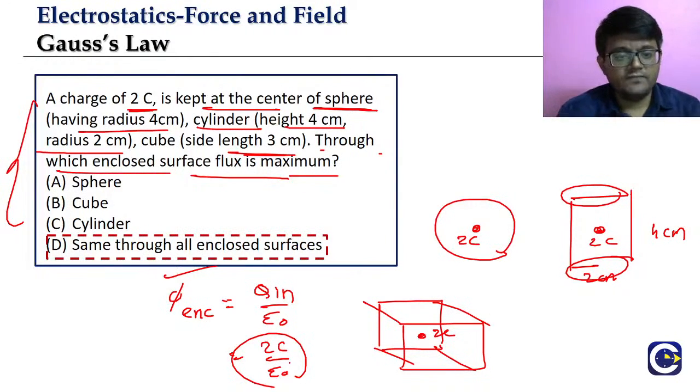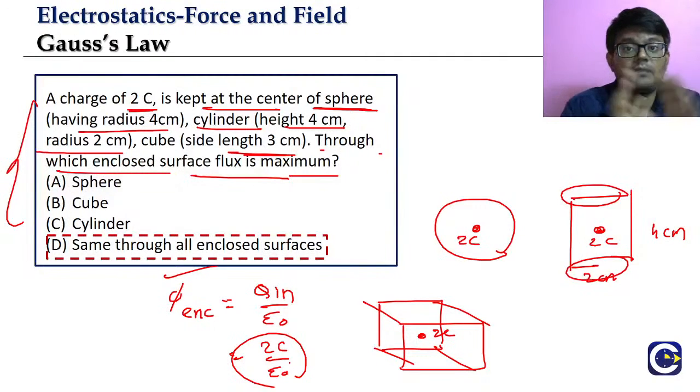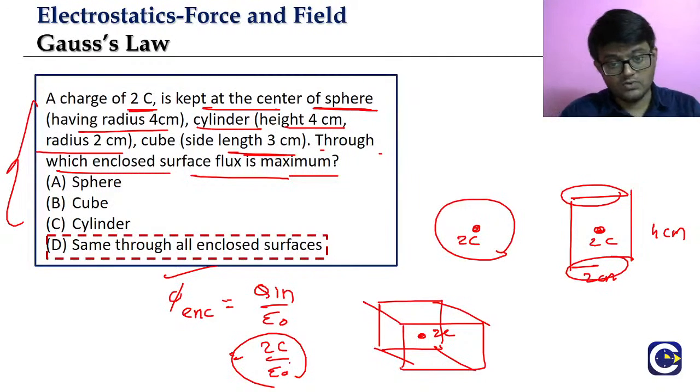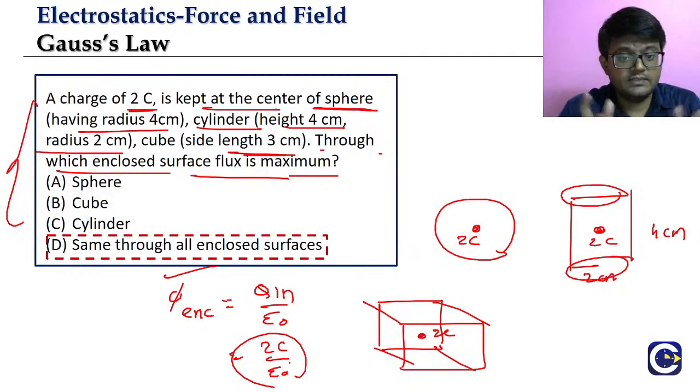The flux will be the same through all the enclosed surfaces, because the Gauss law statement is that flux through an enclosed surface is equal to charge inside by epsilon naught. So it depends only on the charge inside, and it will not depend upon the shape or the size of the enclosed surface. Okay? So this question checks how well we understand the concept of Gauss law.